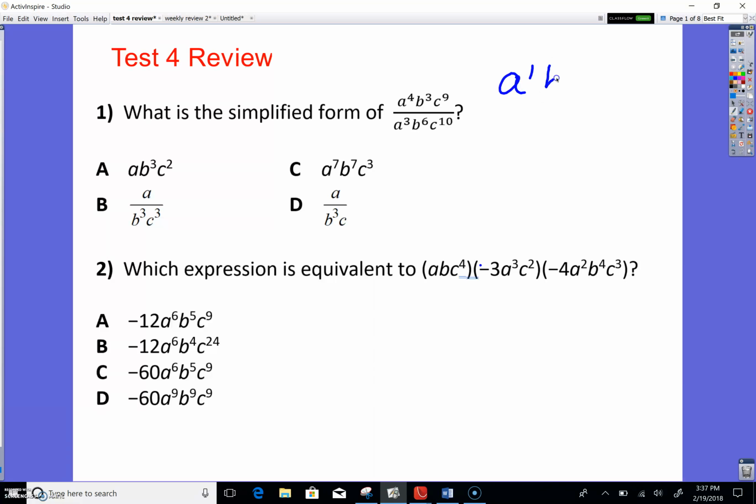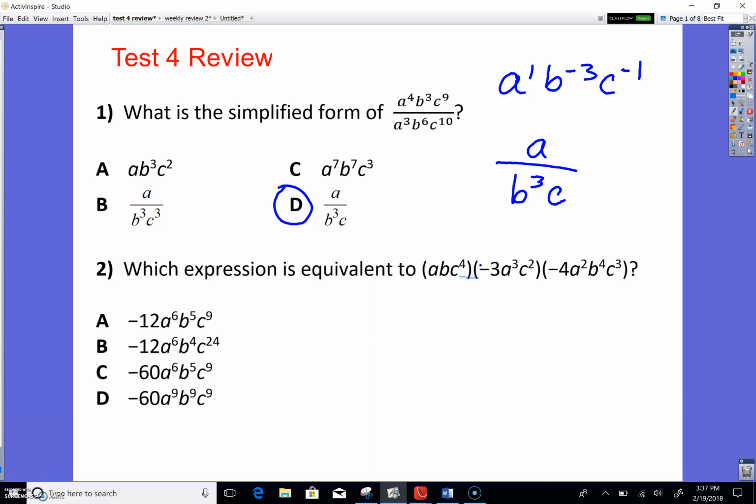B to the 3 minus 6 is negative 3. And C is 9 minus 10, which is negative 1. Remember, any of the negatives go to the bottom, so B to the 3 and C. Okay, and if it's a 1, we don't have to write anything. So, okay.